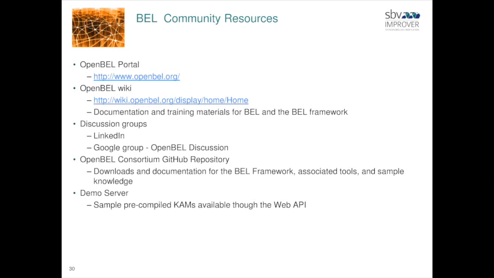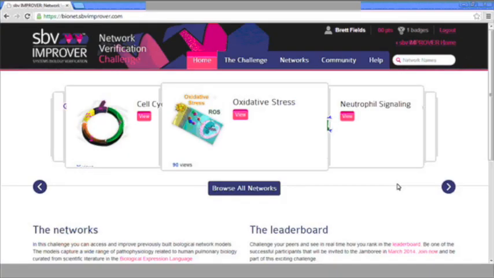So with that, I think I will switch over to a quick live demo and just illustrate a few of the key concepts that we went over in the webinar directly on the website. Okay, so here is the homepage of the network verification website, and I wanted to go through a few details about how the BEL terms are specifically encoded in the networks.